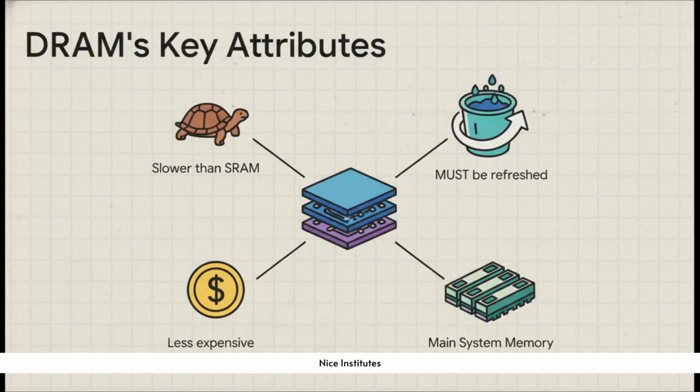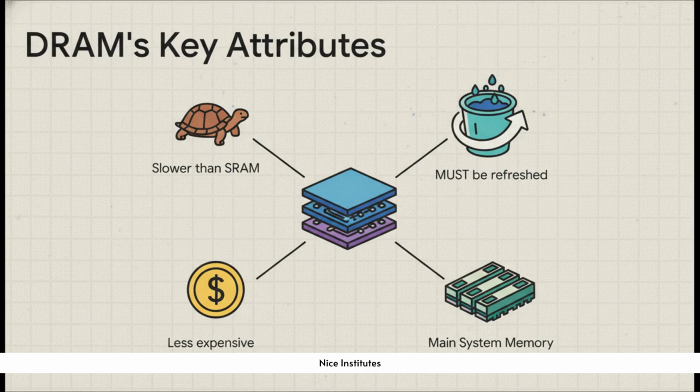Now, because that little bucket is leaky, the charge naturally fades away. So the computer has to constantly go back and refresh it, basically top it off with electricity hundreds of times every second just to keep the data from disappearing. This whole process makes it dynamic, but it also makes it slower than SRAM.